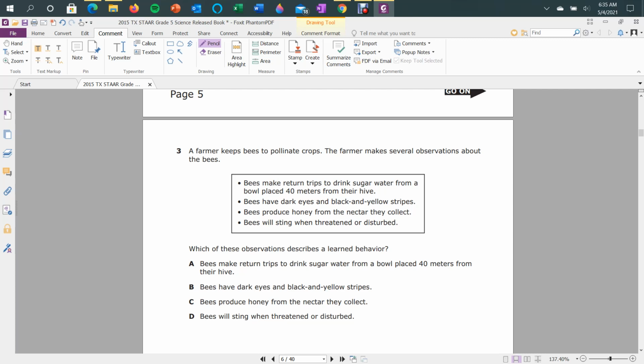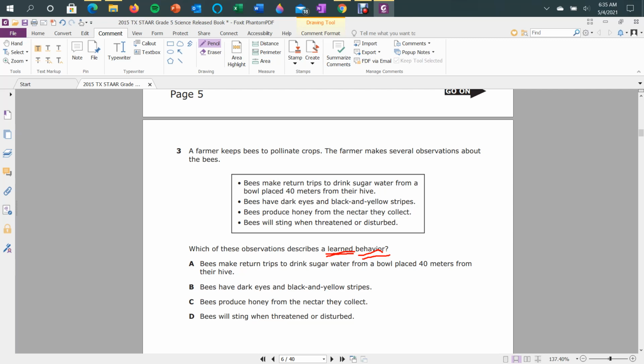Bees have dark eyes and black and yellow stripes. True. Bees produce honey from the nectar they collect. And bees will sting when threatened or disturbed. Yep, we know that. Which of these observations described a learned behavior? So, before we go anything, let's go back at this.